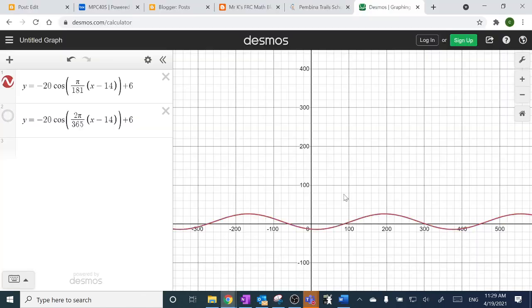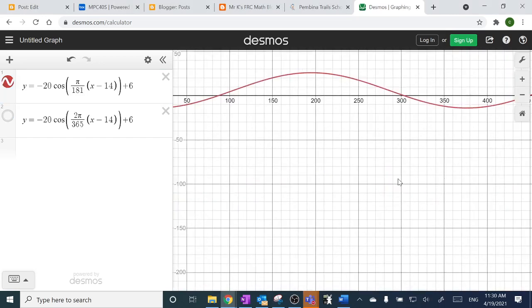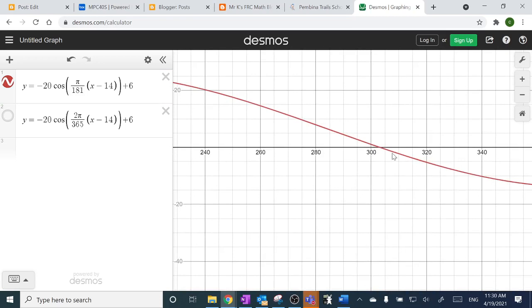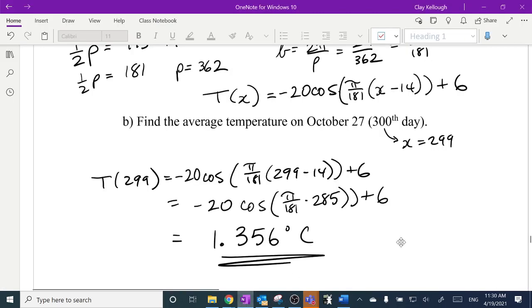So, okay, let's get off of that graph. When x is 299, I'm going to have to zoom in so it'll be easier to do. 297, 298. It's off a bit. Come on, you. There it is, 1.356. Is that what we got? I can't remember already. Yep.